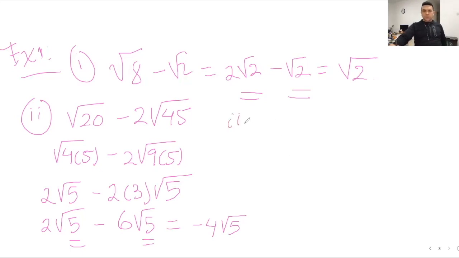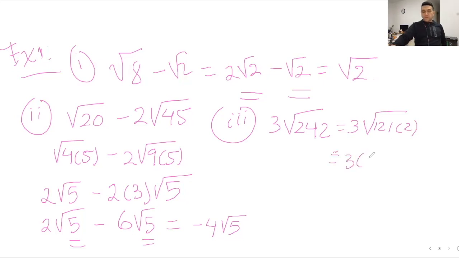Number 3. 3 times the square root of 242. 242 is the same as 121 times 2. The square root of 121 is 11, so we can take the square root of 121, and that's 11, and this would be 33 times the square root of 2. Simple, right? Okay.